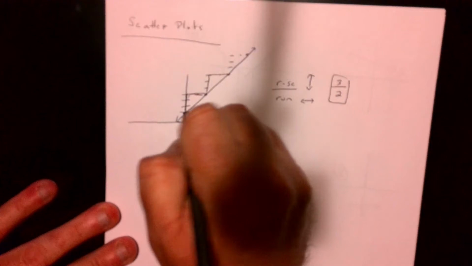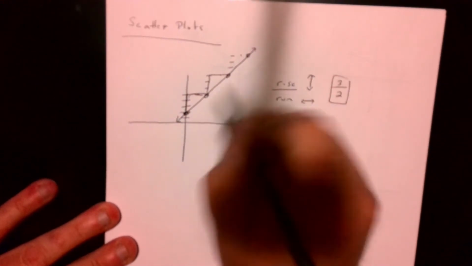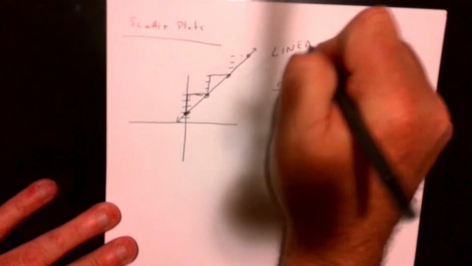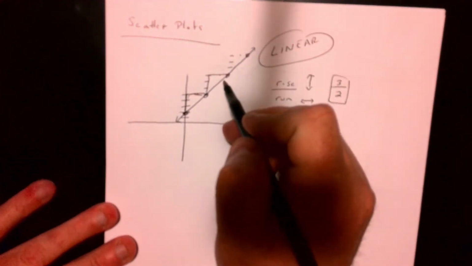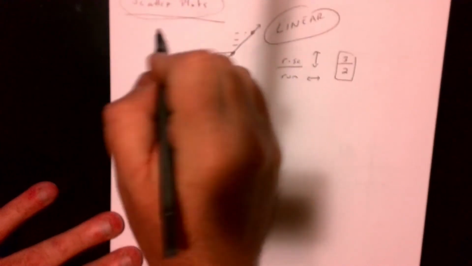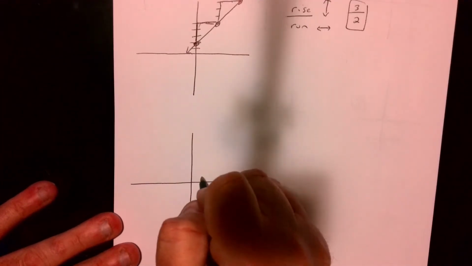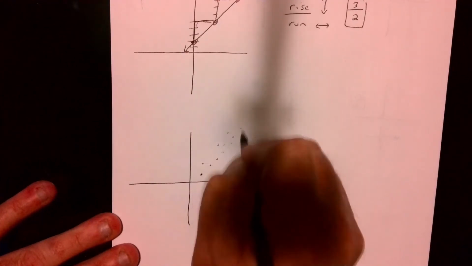All these points were on this straight line. Everything we've graphed is what we call linear. It's in a straight line. Well, let's say we look at these things called scatter plots. Scatter plots means, let's say you have some data and it looks like this. You might have a point here, and a point here, and another point here, and a point here, and a point here. One there, one there, one there, one there, like this.